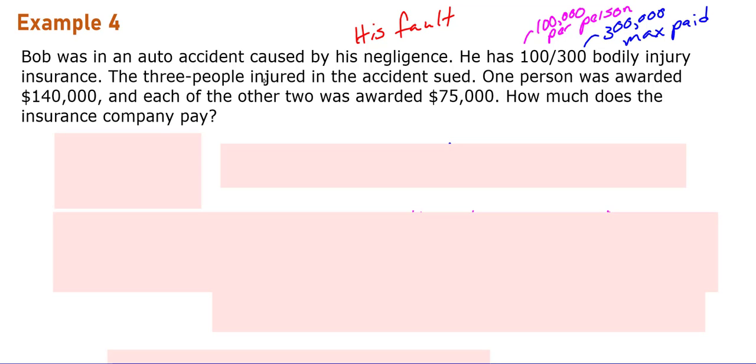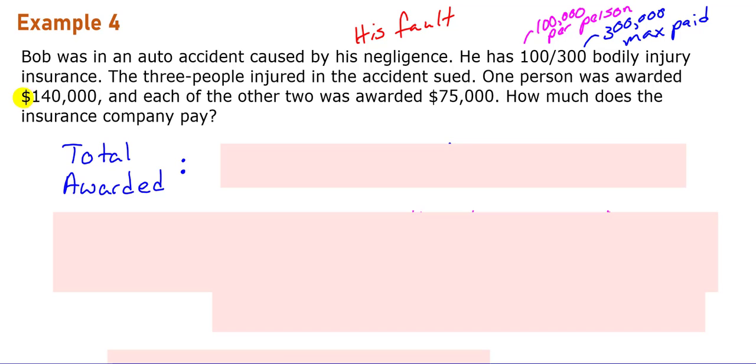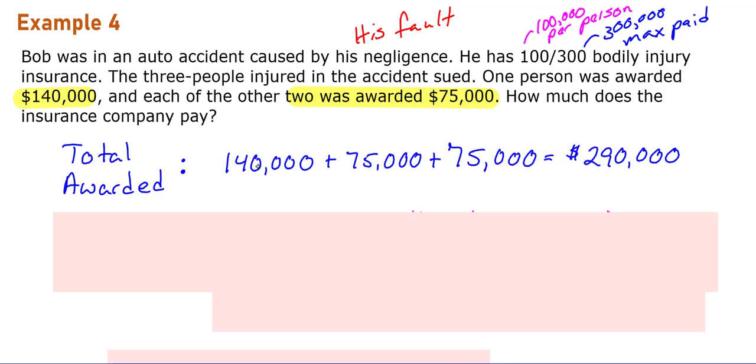Okay, so the 3 people injured in the accident sued. One person was awarded 140,000. And each of the other 2 was awarded 75,000. How much does the insurance company pay? So the first thing we need to figure out is what was the total amount awarded. So we would need to take the 140,000 and the 2 75,000s, and you add them all together, and that means it's a total of 290,000.